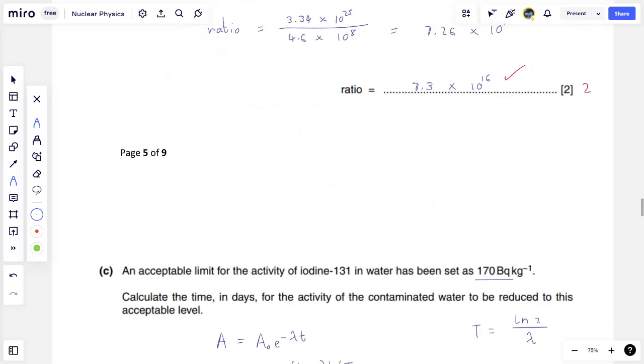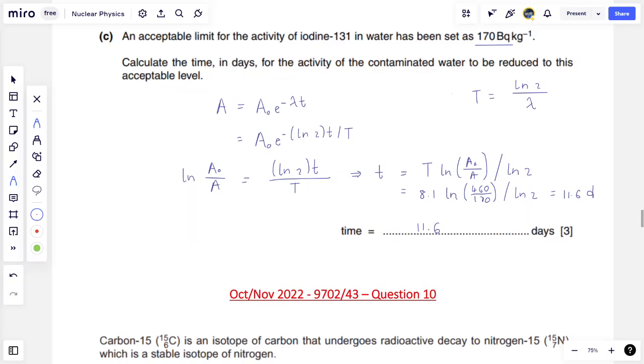And then the final part of the question, which says calculate the time in days for the contaminated water to be reduced to the acceptable activity. The decay equation, I'm going to use a little plus sign, combined with the half-life expression. Put those together, you have to have those 2 points to score you the first mark, according to the mark scheme. And then, Bob's your uncle, you do a bit of mathematics, rearranging, substitute correctly, scores you the second. Accuracy for the final answer scores you the third.